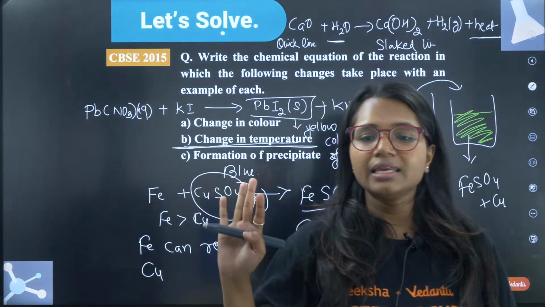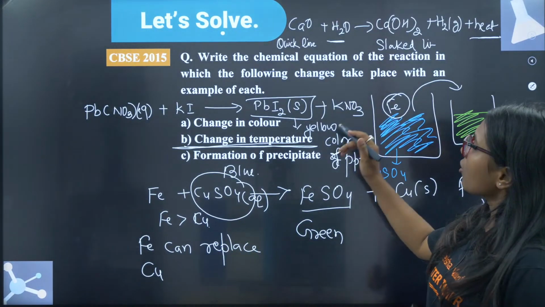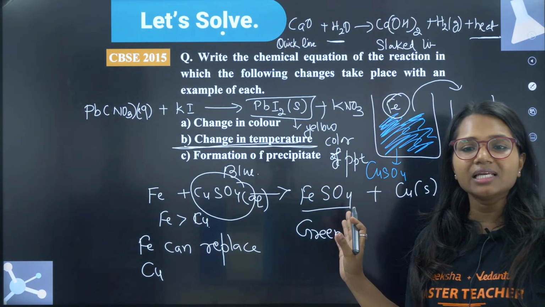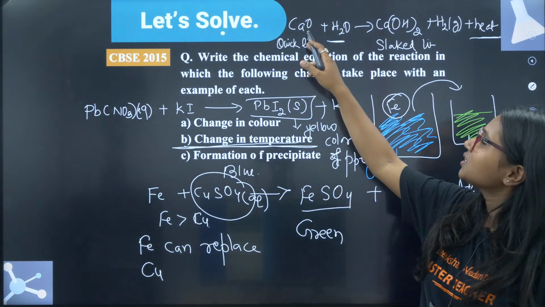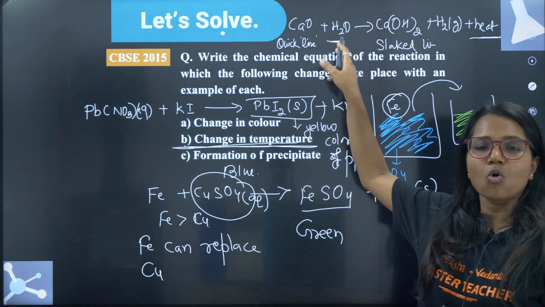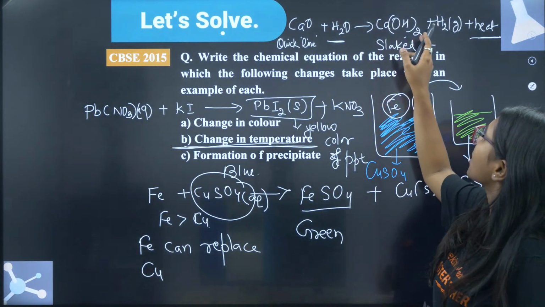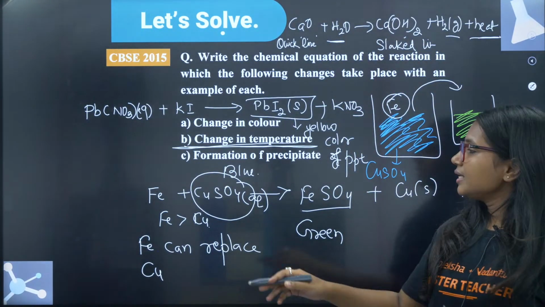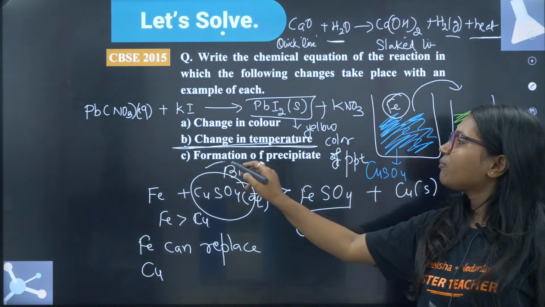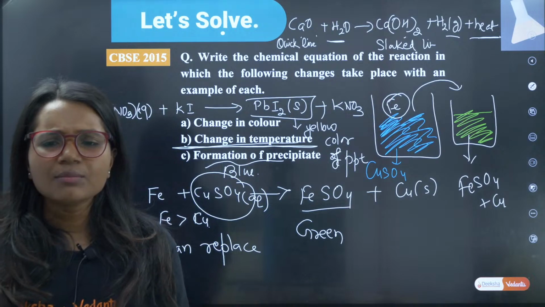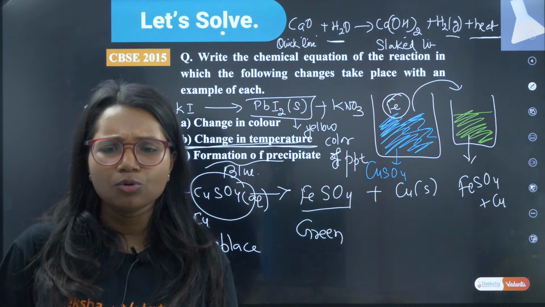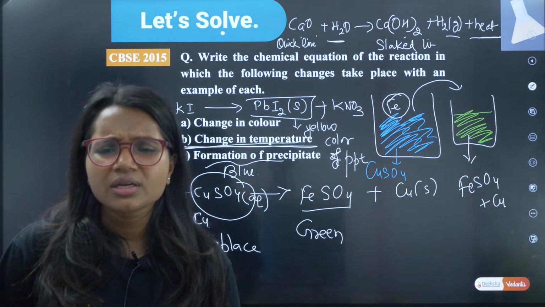So, these are the three reactions. In the first one, the color is getting changed. In the second one, temperature is getting changed. Calcium oxide plus water gives you calcium hydroxide plus heat. In the third one, formation of precipitate. Lead nitrate. Yes. Ma'am, there is no hydrogen gas produced.